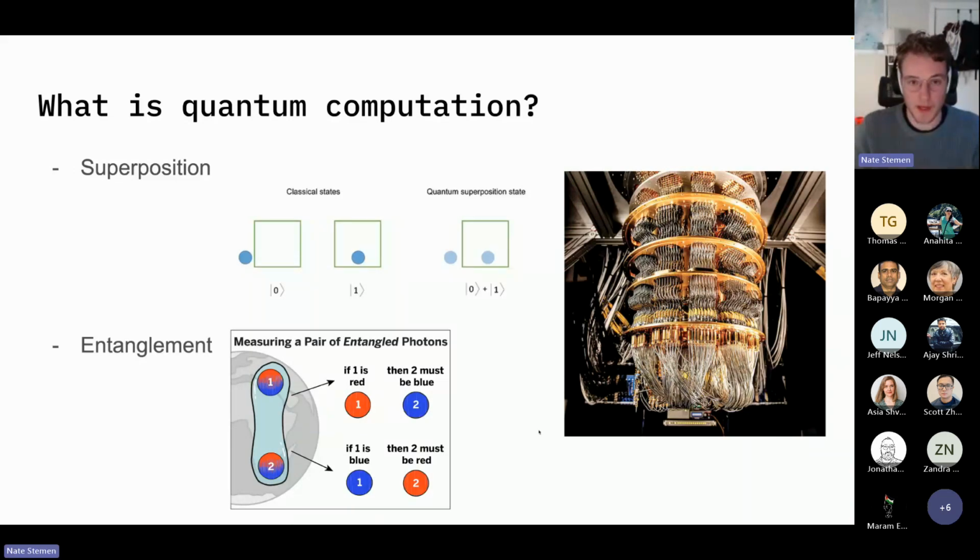So that's the background of quantum computation, again staying at a very high level. I guess now is a good moment to stop and see if there are any questions about anything we've talked about so far.